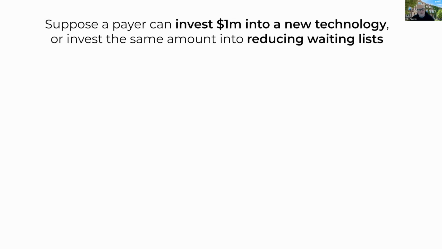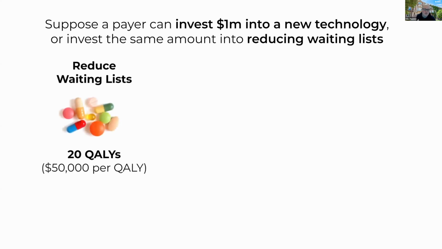Let's consider a very, very simple example with some simple numbers. Suppose that a payer can invest $1 million into a new technology, or invest that same amount into reducing waiting lists. And suppose that reducing waiting lists would provide 20 QALYs of benefit. So that's $50,000 per QALY.